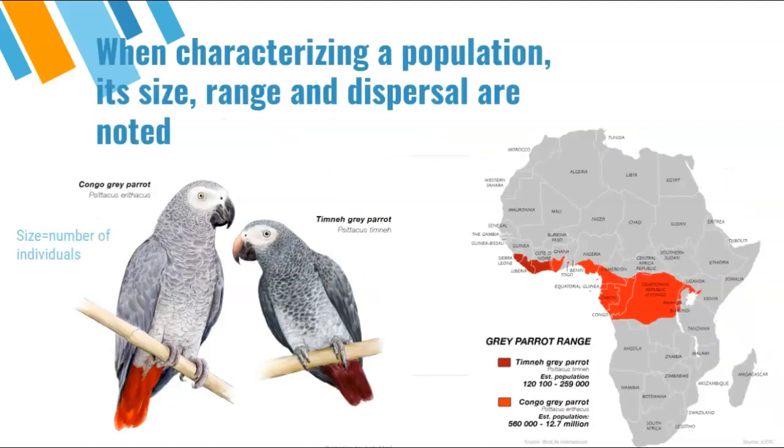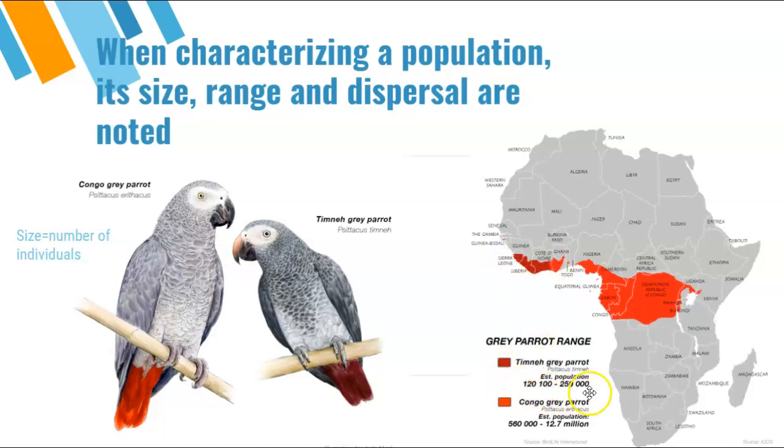When we look at a population, we can talk about its size, its range, and its dispersal. The size is simply the number of individuals. The range is where it is found. Here's a map that shows the ranges of two different kinds of gray parrots: the Congo gray parrot and the Timneh gray parrot. The Timneh is this dark red right here.